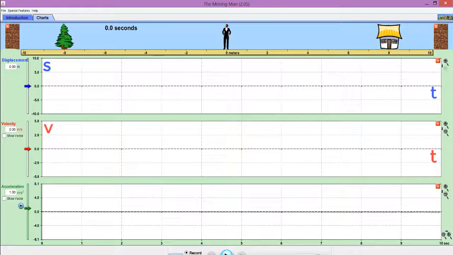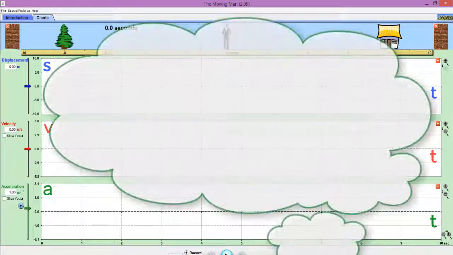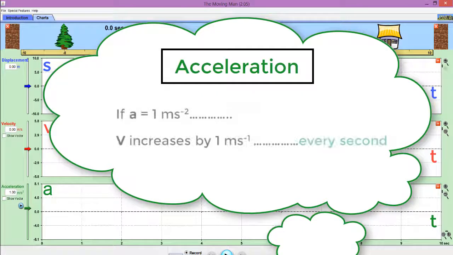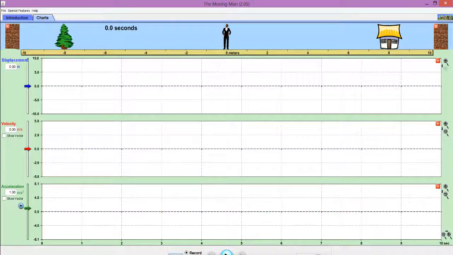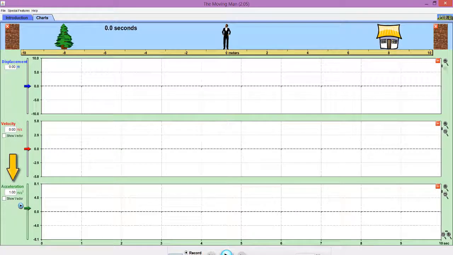So now I've added a third graph, an acceleration time graph. Most students find acceleration the trickiest of our 3 vectors. For instance, when I say an acceleration of 1 meter per second means that the velocity is increasing by 1 meter per second every second, it's not crystal clear. I'm going to use the simulation to try and get that idea across. I'm going to set the acceleration here at a constant 1 meter per second. So when I press the start button, what will the 3 graphs look like? Are you ready? Here we go.